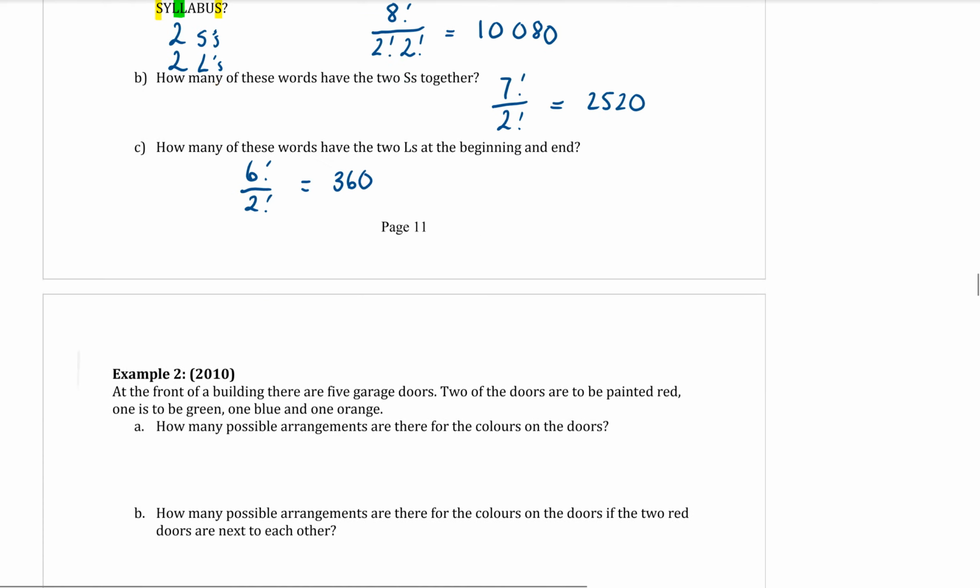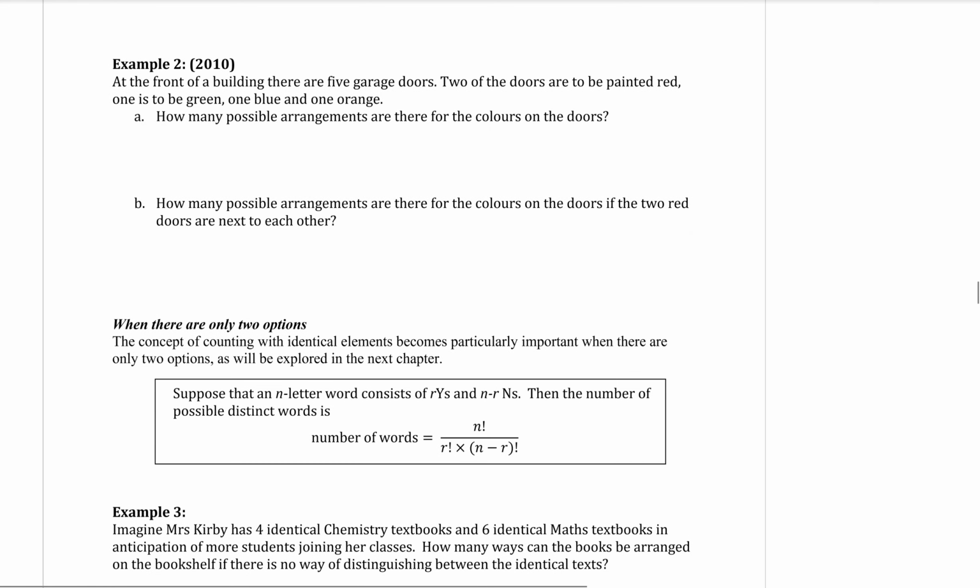Example 2. At the front of a building, there are 5 garage doors. 2 of the doors are to be painted red, 1 is to be green, 1 is to be blue, and 1 is to be orange. Basically, it doesn't really matter what the colours are. We have different garage doors, but 2 of them are the same colour. Ideas? There are 5 garage doors, so to put 5 of them in order, 5 factorial. But because 2 of them are the same colour, there's my repeating. I divide by 2 factorial.